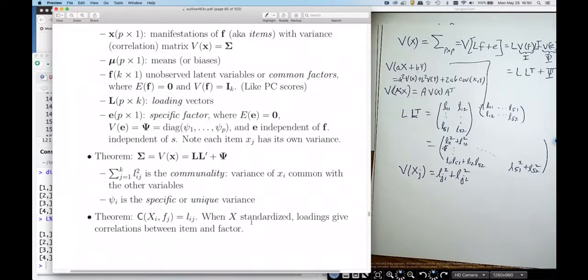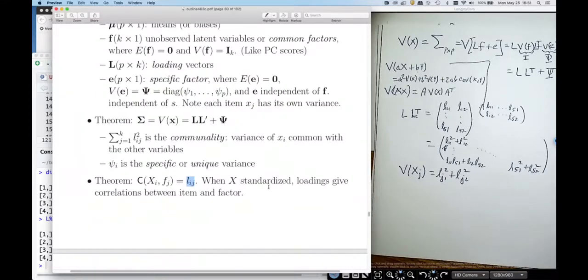So usually we're standardizing our x's ahead of time, and you'll recall that when we standardize our x's, the covariances are just correlations. And so usually we interpret these loadings as correlations. It's just telling me how x sub j is correlated with factor f sub j.